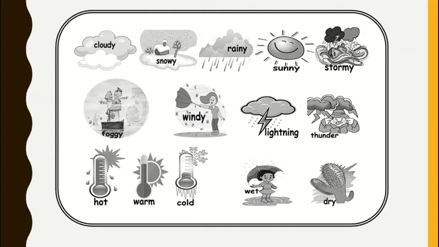Windy, when there is a lot of wind and speedy wind, we call this weather windy. Lightning, some of you, of course, I think saw the lightning in the winter. It happens in the rain and usually it comes with the thunder. Thunder is the very loud voice that comes after the lightning. Usually it happens when it's raining in the winter. And then we have the temperature. We have hot, warm, cold, and we have wet and dry.